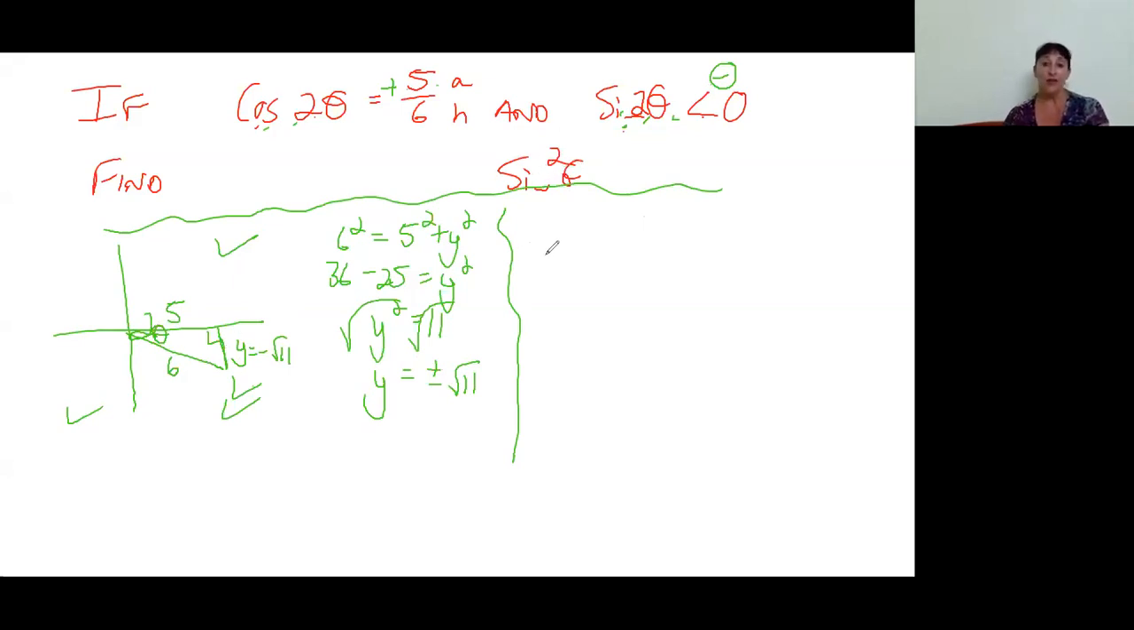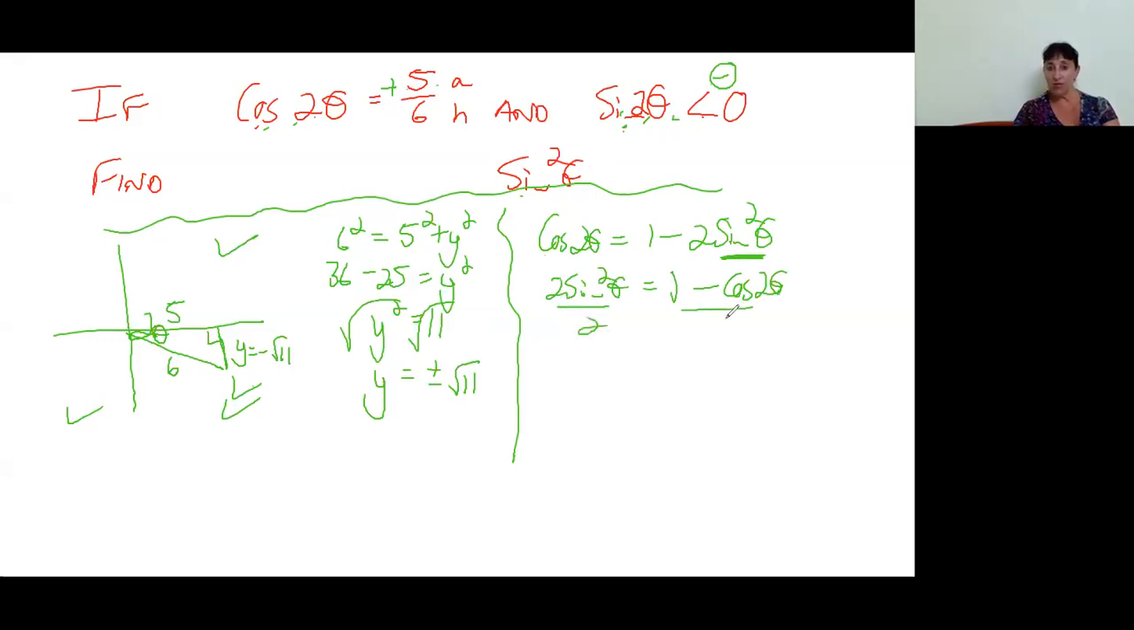But I know that the cos of 2 theta is equal to 1 minus 2 sine squared theta. Right, I know that, so I can use it. In order to find sine squared, I need to make sine squared the subject. So I'm going to bring it over and keep the 1 and throw that over. And then divide by 2 to get rid of it so that I only have sine squared. And then all I need to do is substitute the value of cos 2 theta in.